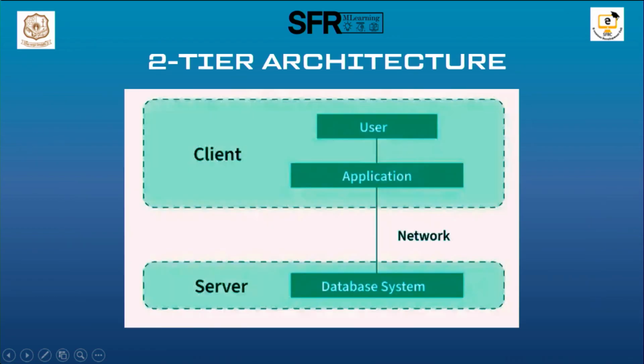The next architecture is the two-tier architecture. In this we can see there is a client and a server. In this, the client has the user and an application, and the server has a database system. They both are connected through a network. Let's see in detail.